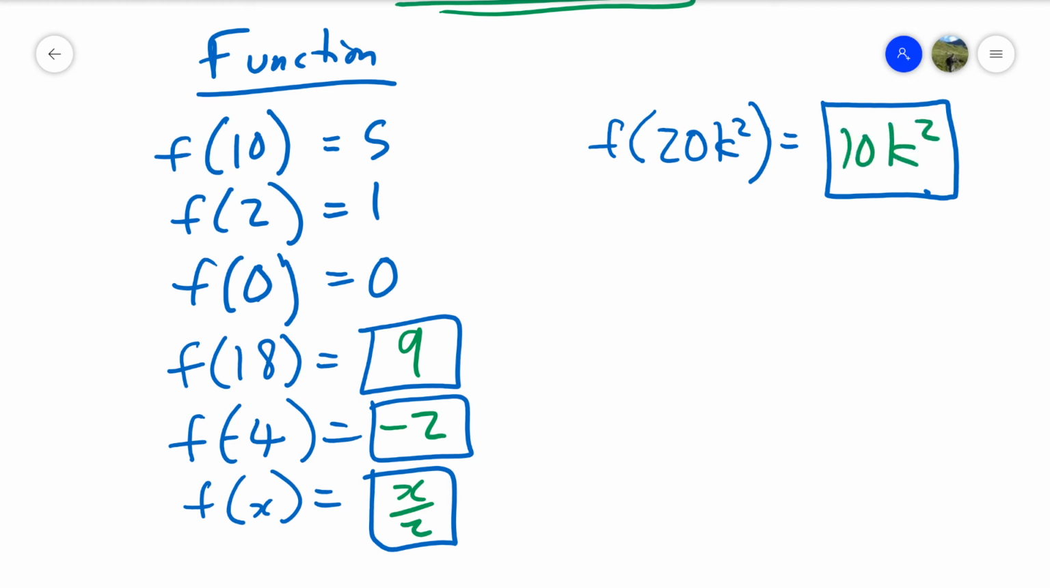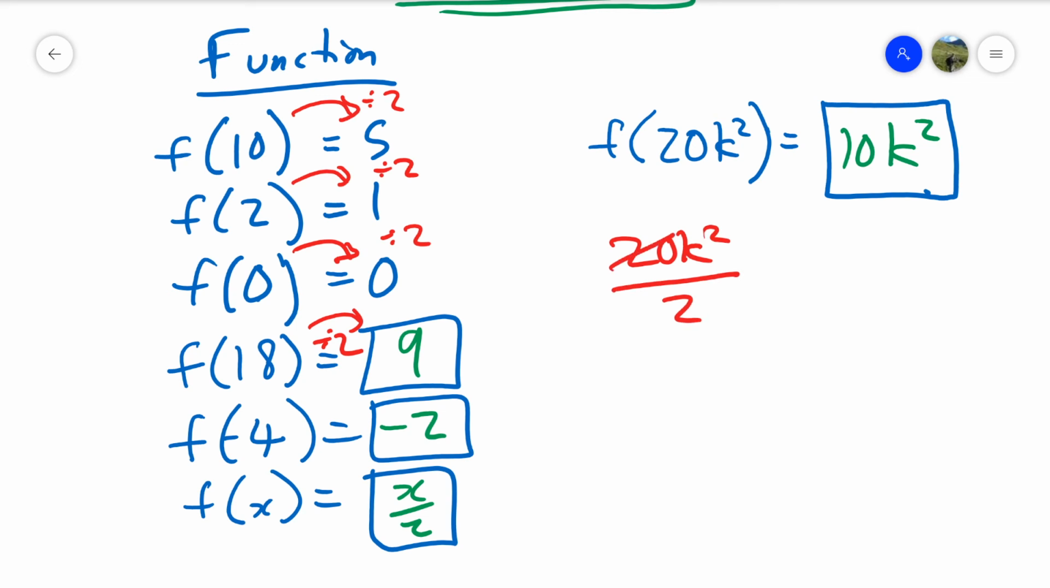I'll talk that through in case you want to hear it, otherwise you can skip obviously. Oh look, that's just dividing by 2. That's just dividing by 2. What's 0 divided by 2? It's just 0. So we just divide everything by 2. That works, doesn't it? By the way, what's 20k squared divided by 2? Oh look, those cancel and you just end up with 10. So it's just 10k squared. That's where that came from.